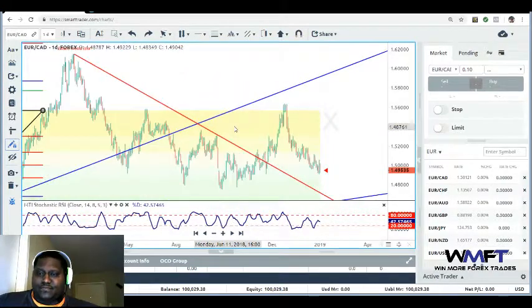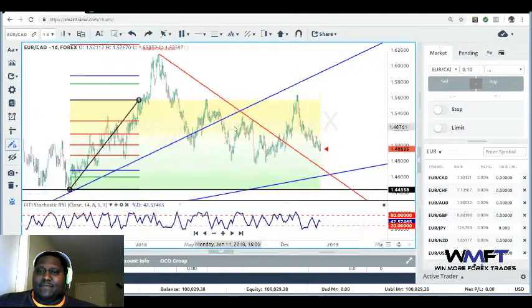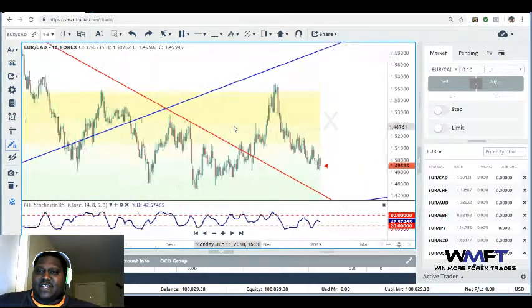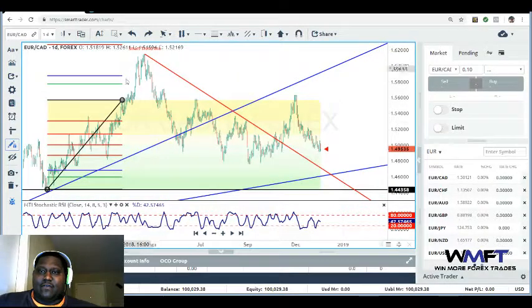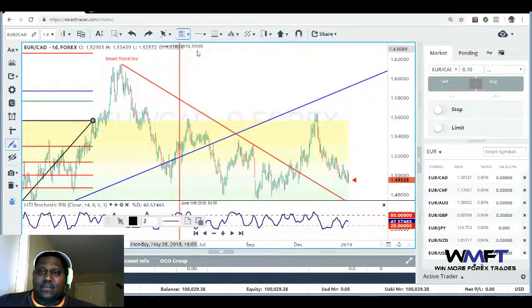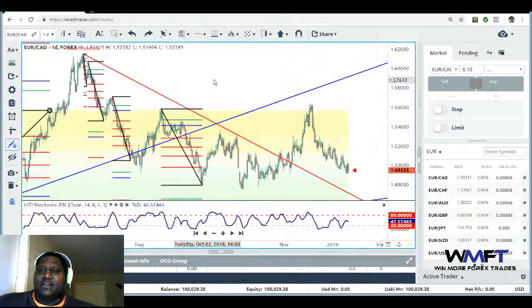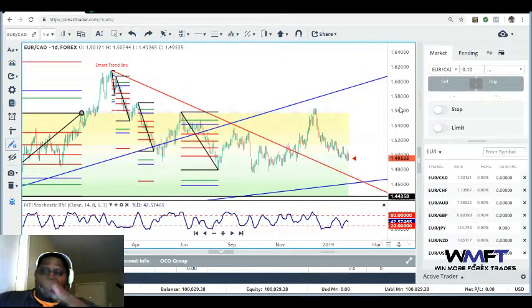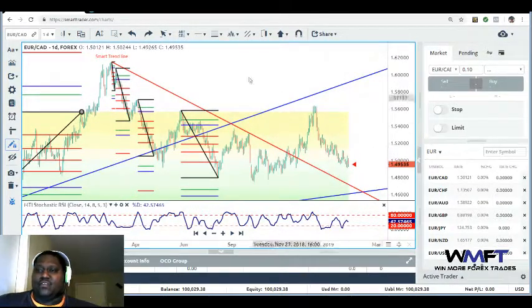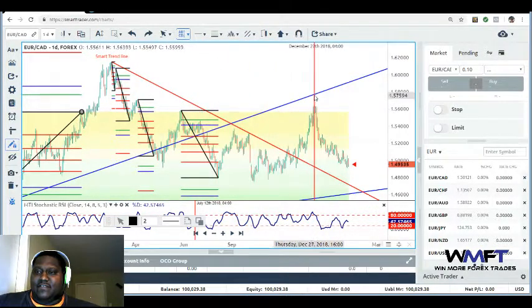So we're still looking to sell this market right now because all the signs are telling us to sell, and we can bring in Fibonacci's from this downtrend at the highest point. And actually that's not going to work either because that A was taken out. That A was taken out once the market broke the trend line. So let's bring in another smart fib, engage.